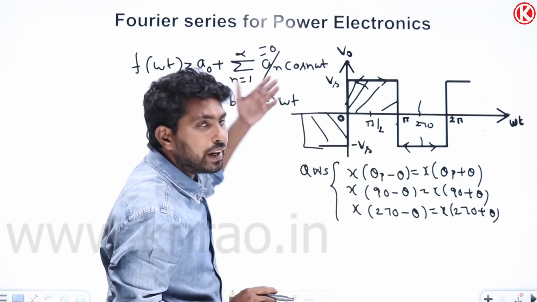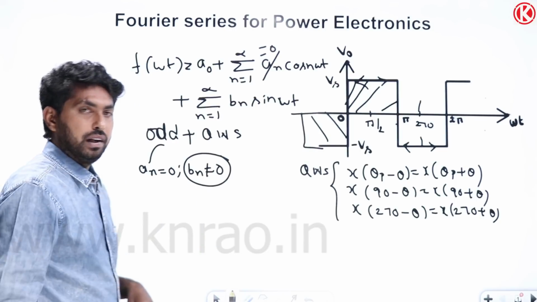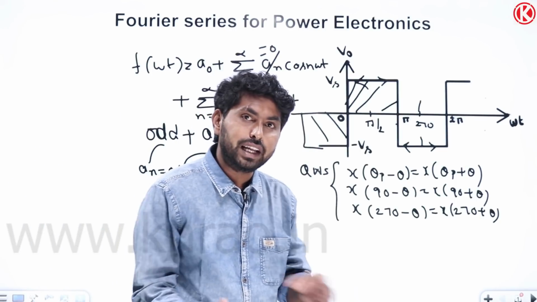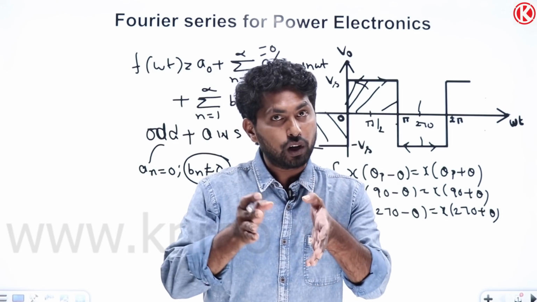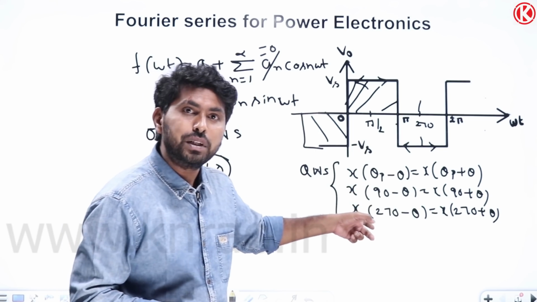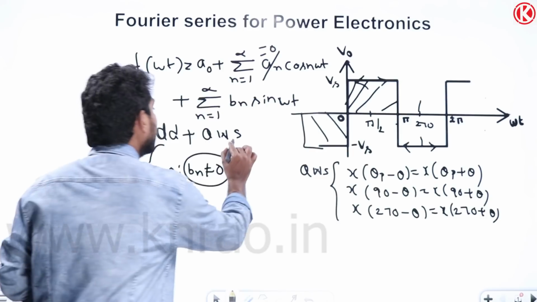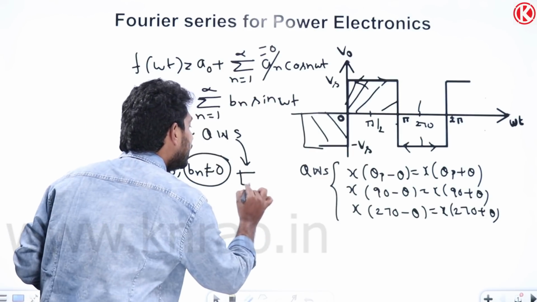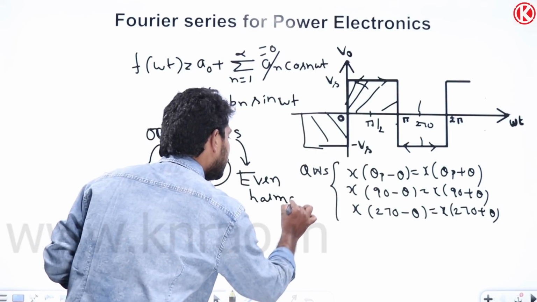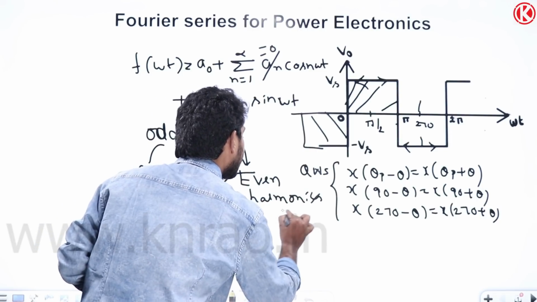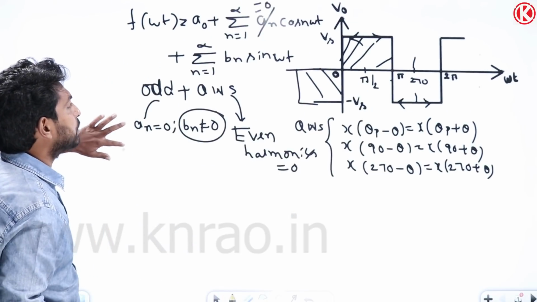So it is not required to find the an value. Here we need to find bn. And one more thing, we have to determine whether it has quarter wave symmetry or not. Why do we determine the quarter wave symmetry? Because if a waveform contains quarter wave symmetry, the even harmonics are 0. So even harmonics are negligible.